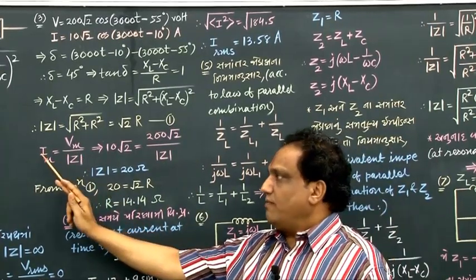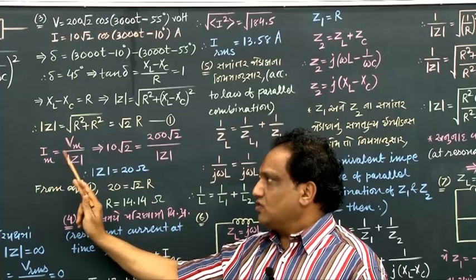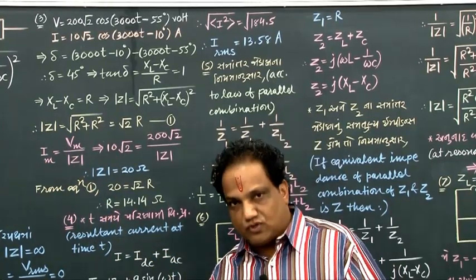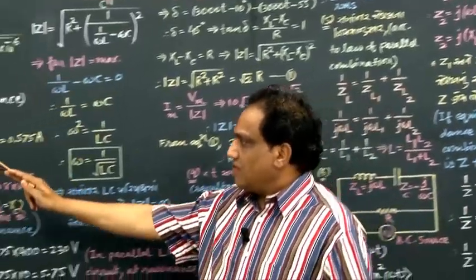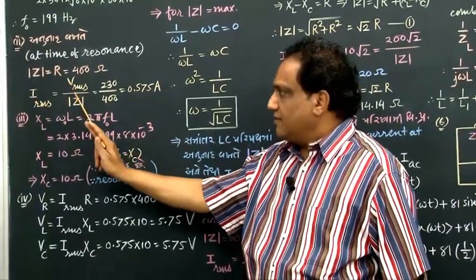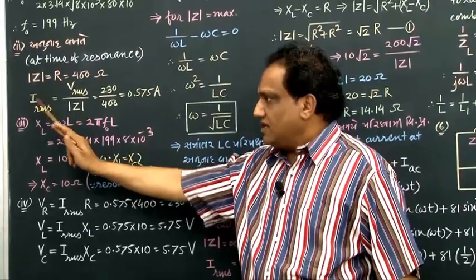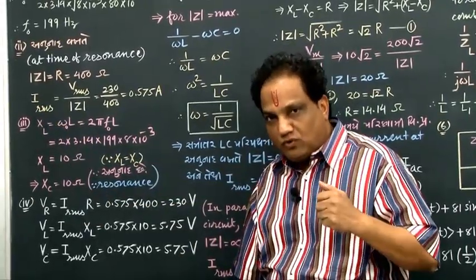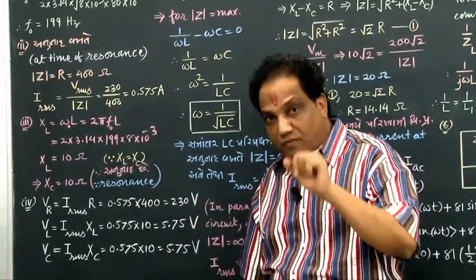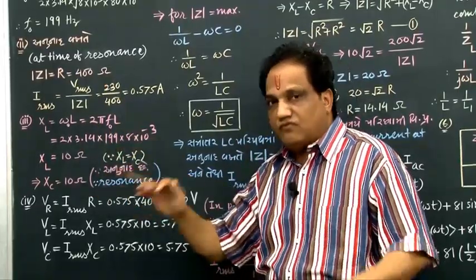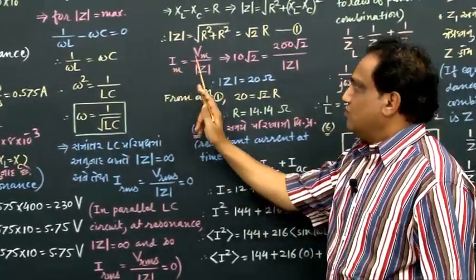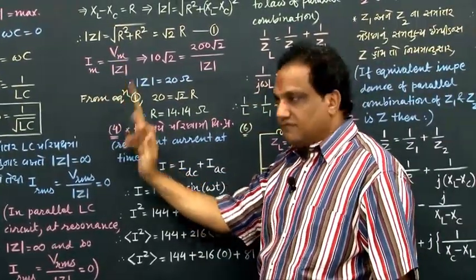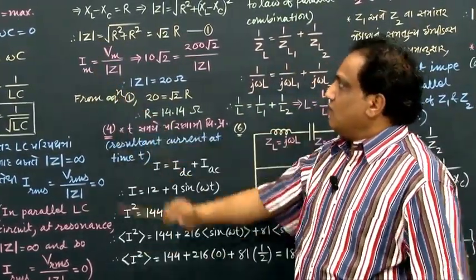Now, recall the formula of maximum current. Im equals Vm upon mod Z. How can you get it? Remember this formula? IRMS equals VRMS upon mod Z. Tell me, what is IRMS? Im upon root 2. What is VRMS? Vm upon root 2. So from both sides, 1 upon root 2 will get cancelled, giving you Im equals Vm upon mod Z. Correct?